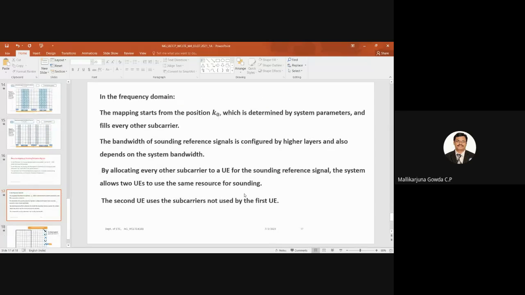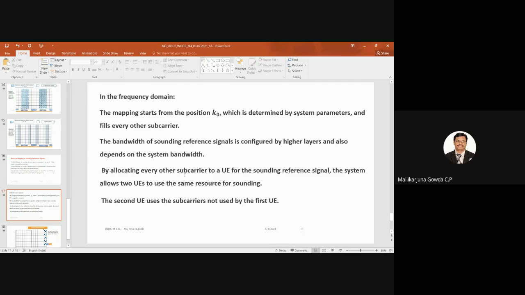In the frequency domain, the mapping starts from the location K0, which is determined by the system parameters, and fills every other subcarrier. The bandwidth of the sounding reference signal is configured by higher layers and also depends on the system bandwidth. If the system bandwidth is 1.4 megahertz, it will have a certain number of sounding reference signals, and for different bandwidths like 5, 10, 15 or 20 megahertz, the location and even the number of reference signals also varies.